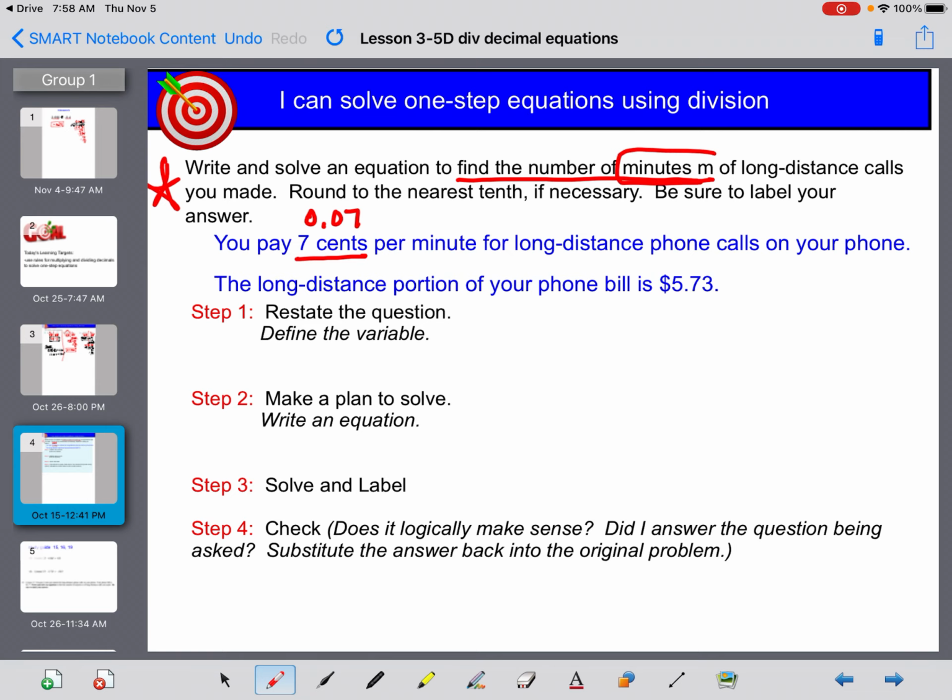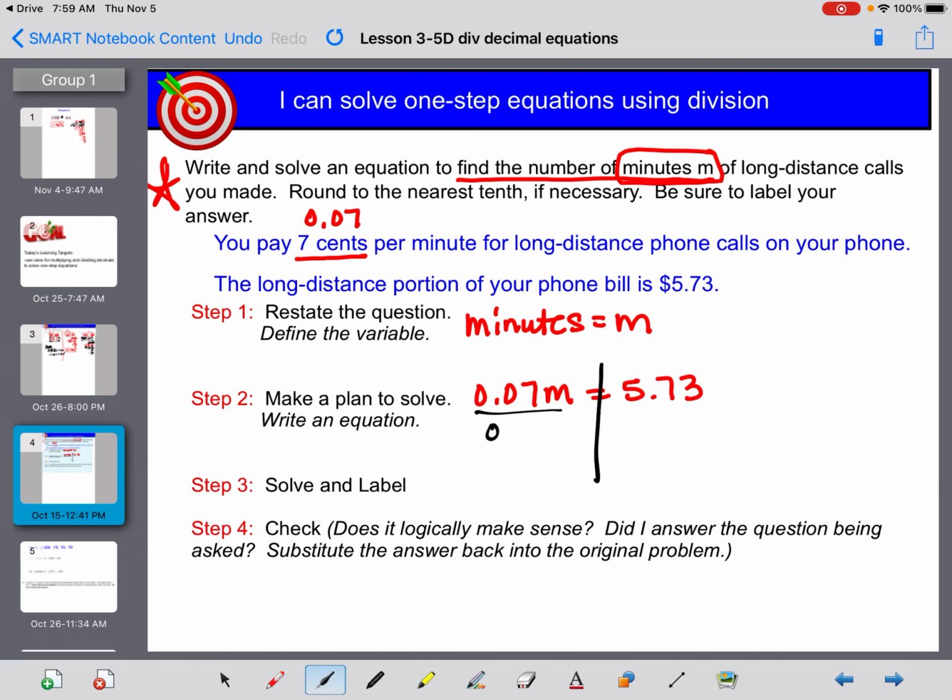Well, my variable is right here, minutes, because that's what I'm trying to find out. How many minutes of long-distance calls? Then we have to make a plan to solve. I know that for every minute I was on the phone, I was being charged by the phone company 7 cents. So 7 cents plus 7 cents plus 7 cents. Well, I'm repeatedly adding 7 cents. That's the same as multiplication. 7 cents times the number of minutes equals $5.73. I have my equation, and now I'm ready to solve.